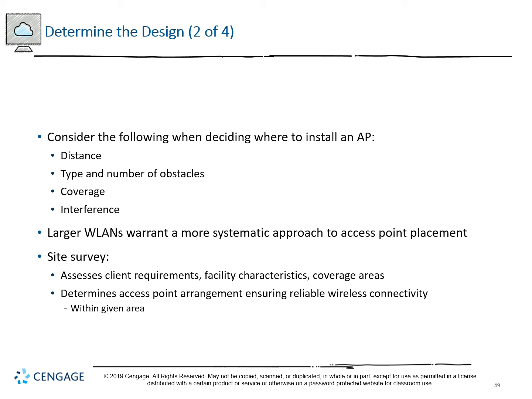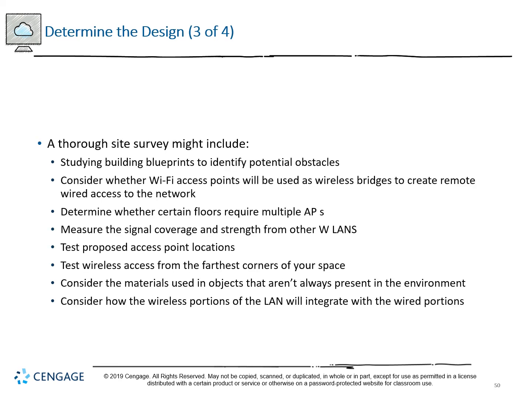Larger WLANs warrant a much more systematic approach to access point placement, and this usually involves planning what's called a heat map. We use a site survey to assess our requirements, facility characteristics, and coverage areas, as well as possible points of interference or lack of signal coverage. So we're going to determine our access point arrangement using reliable wireless connectivity within the given area after doing this planning phase. A thorough site survey may include things like studying the blueprints of a building. There may be certain buildings that are built with metal frameworks that are going to absorb or impede the ability of a wireless network to conduct its business.